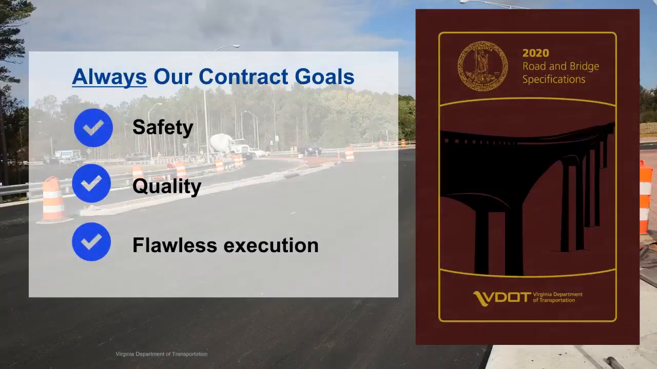So this is just our contract goals. They remain the same. We haven't changed those, and that's what we're going to continue to move forward with. First thing you'll notice is safety. We put safety first in everything we do. And the quality of our product must be the best we can provide at all times. And we continue to push forward with flawless execution of our program. So these three things have not changed. I don't expect those to change in the near future. Next slide, sir.